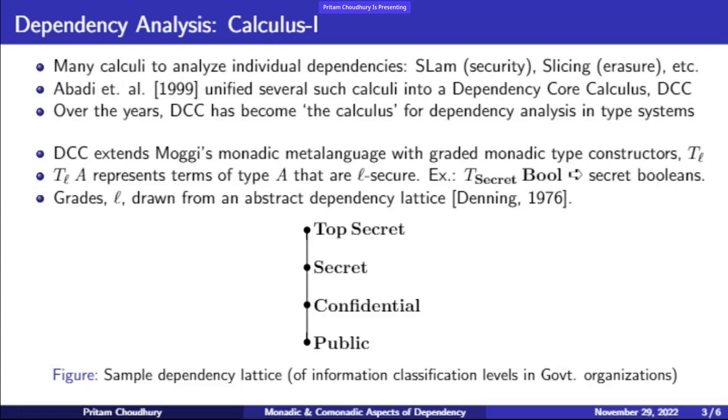The constraint is that anything about confidential information should not be revealed at level public. Anything about secret information should not be revealed at level confidential, and so on and so forth. Of course, confidential information can depend upon public information, and top secret information can depend upon any of the three lower levels. But something from above should not be revealed to something below.